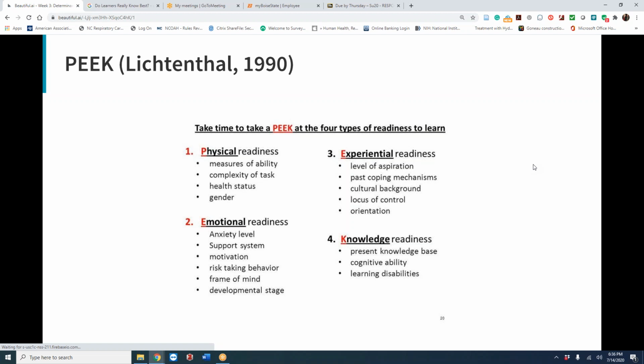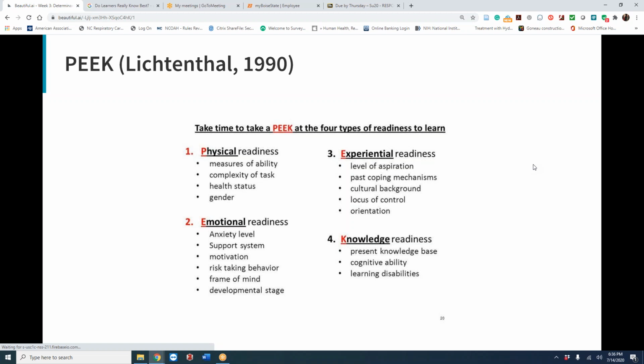So one of the things that we have to consider when we talk about determinants and looking at all those people is, what is the physical readiness of the people that we're dealing with, whether it's patients or students or staff? Where are their abilities right now? That's the purpose of the gap analysis. What is their emotional readiness? If you've got a new graduate versus somebody who's been there 15, 20 years, their anxiety level is going to be different, right?